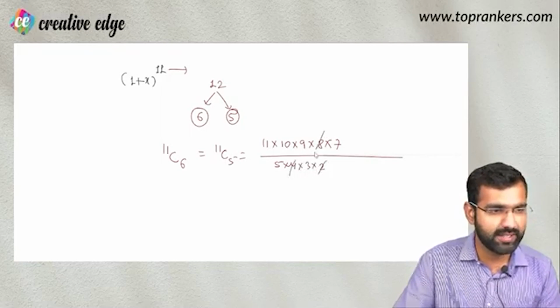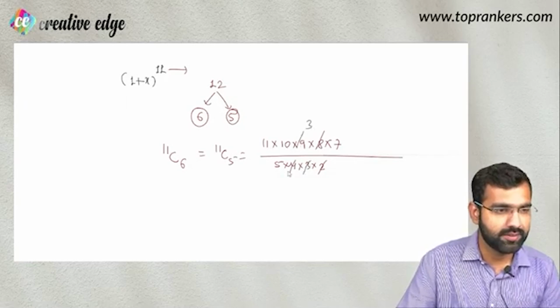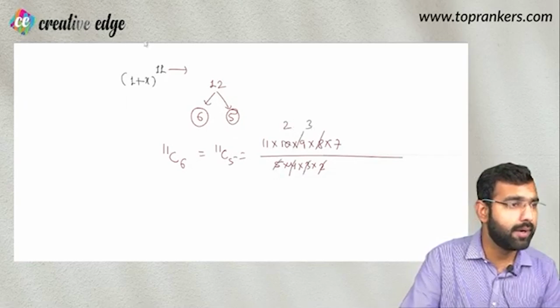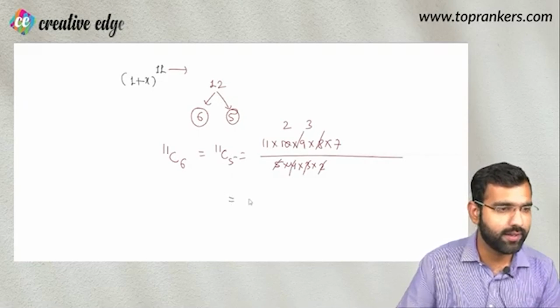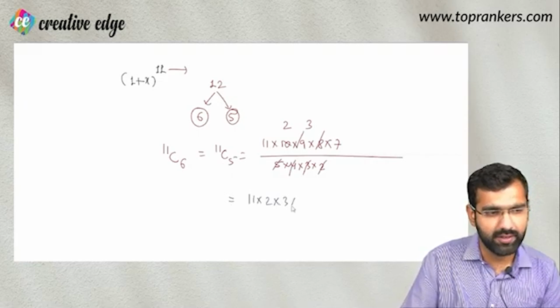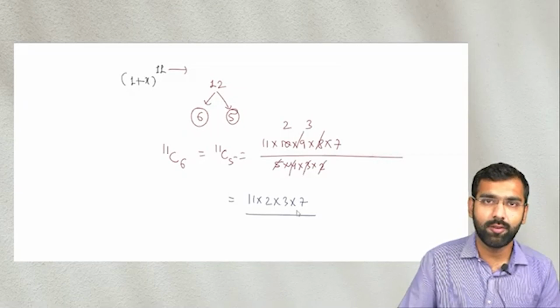4 into 2 is 8. 3 threes is 9 and 5 twos is 10. So by multiplying this, I hope you all can do this very clearly now. 11 into 2 into 3 into 7, you will get the answer by yourself. So that will be the correct answer.